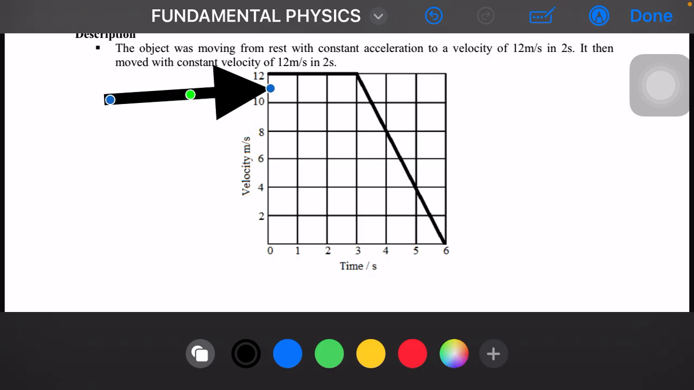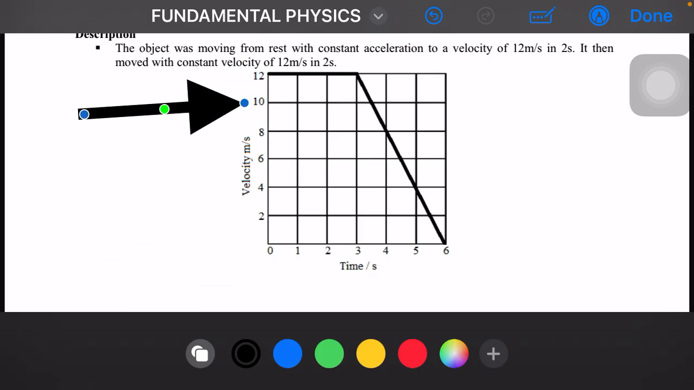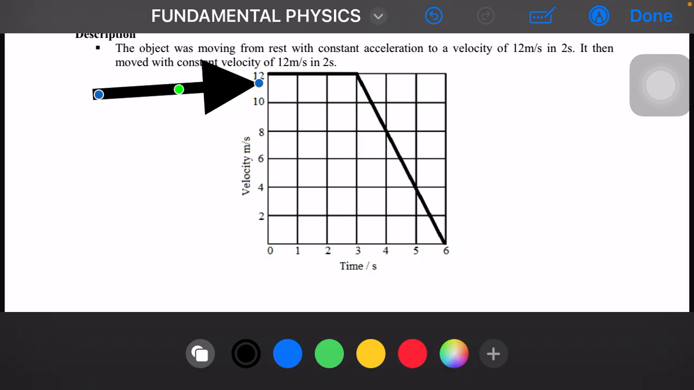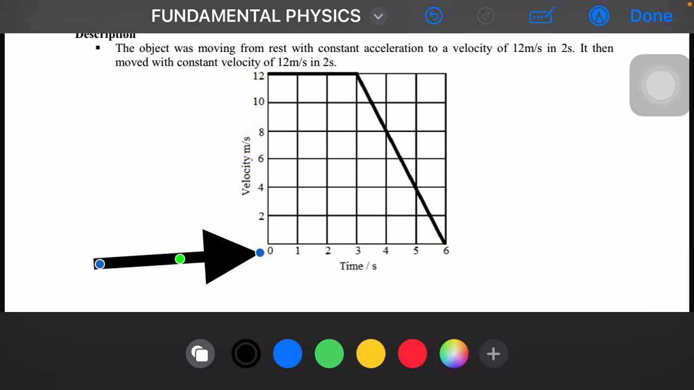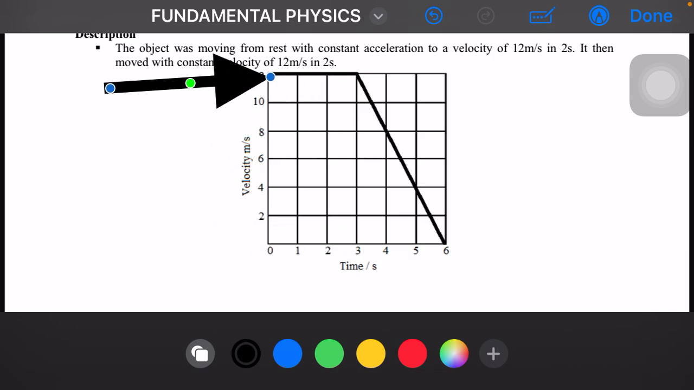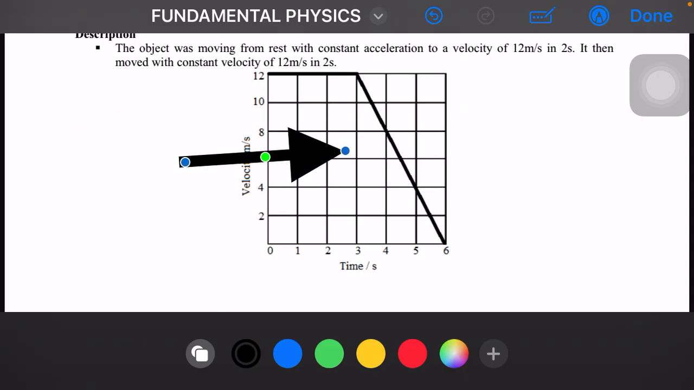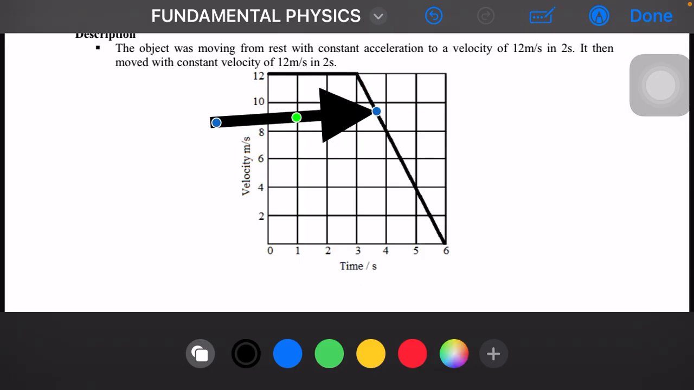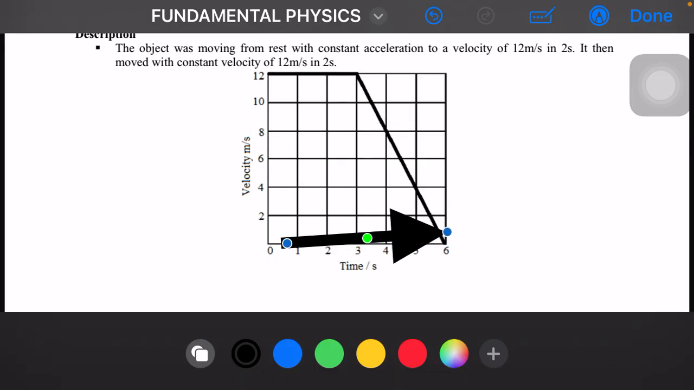So now, here the object moved with 12 meters per second, or moved with a constant velocity, for how long? From 0 up to 3 seconds. So to describe this motion from here to here, simply say the object was moving with constant velocity for 3 seconds. After 3 seconds, you'll notice here the line bends down. This simply means that the object started to decelerate.